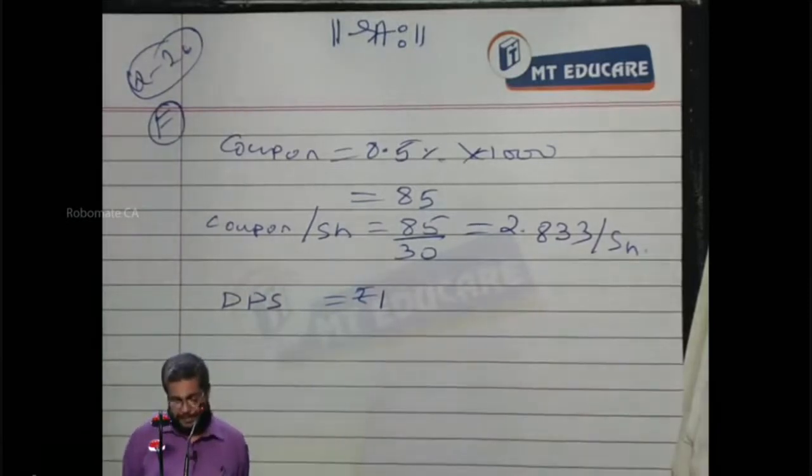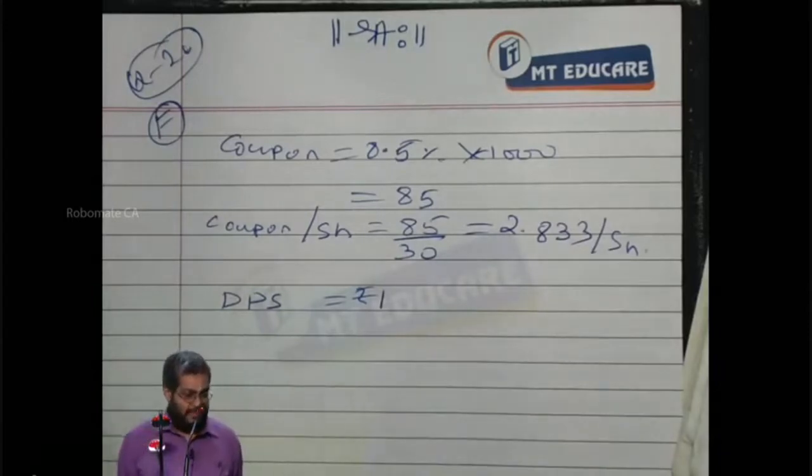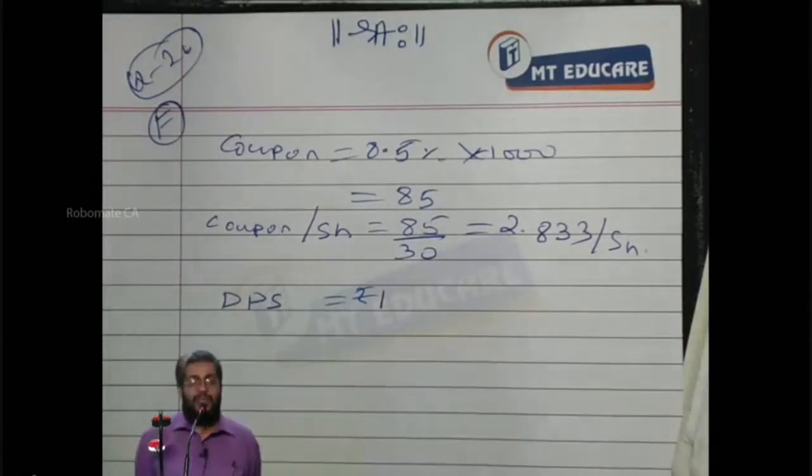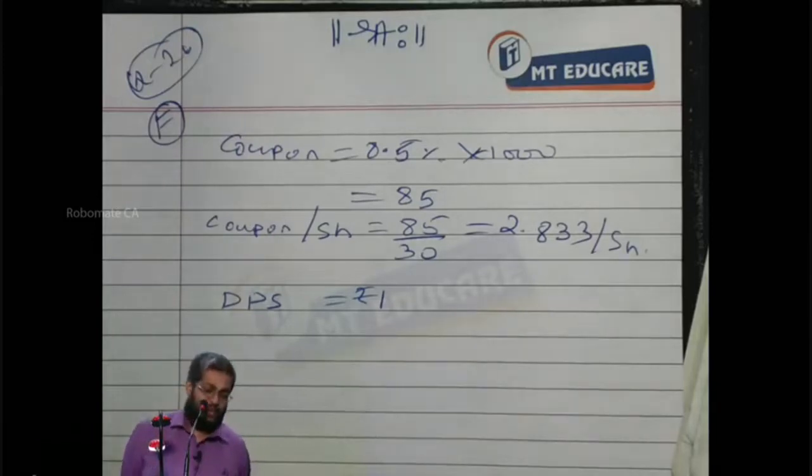Write down. If the investor had purchased the equity share, he would have received a dividend of rupee 1.